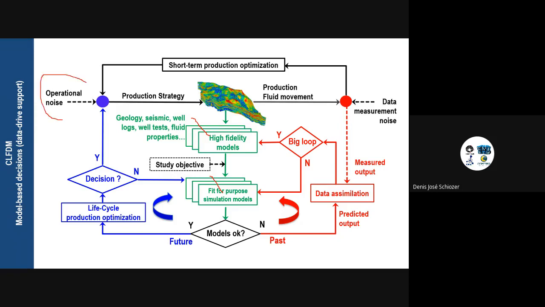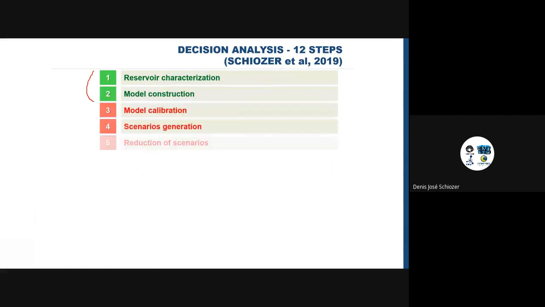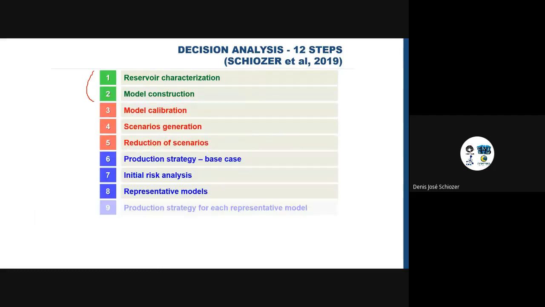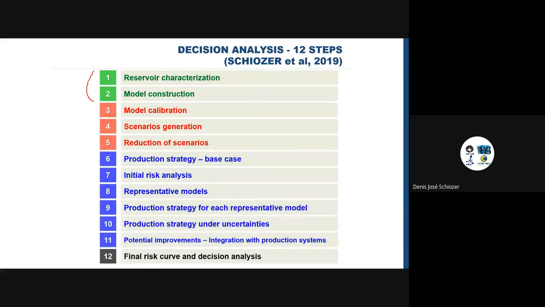But we also have uncertainties from operational noise. We have uncertainties from economics, the oil price, and these things. So in order to select the best production strategy here, we need to understand these uncertainties as much as we understand the models. That's why we are implementing this in 12 steps. So here we try to do the reservoir characterization, and then we have the model construction plus uncertainties.